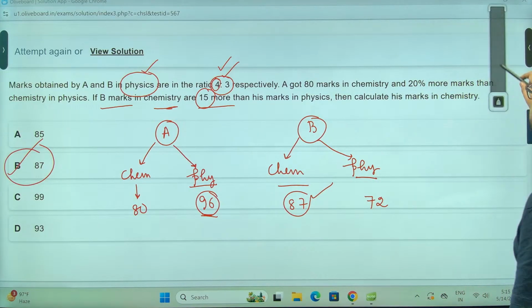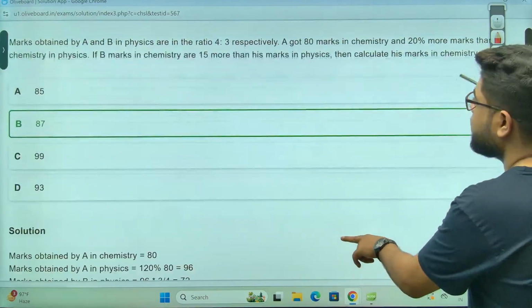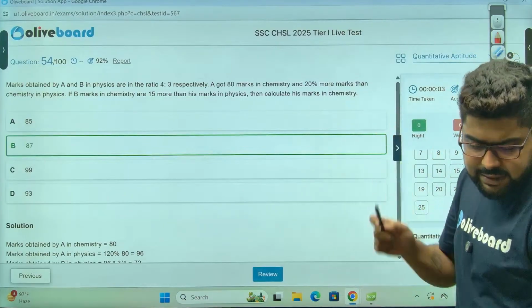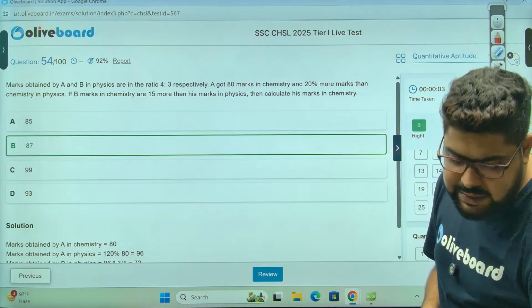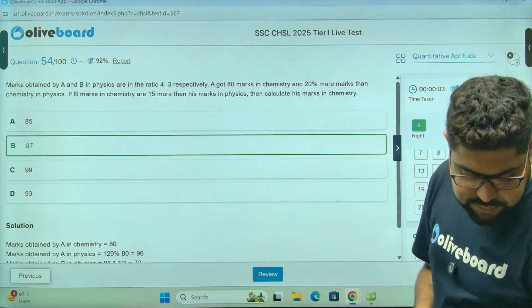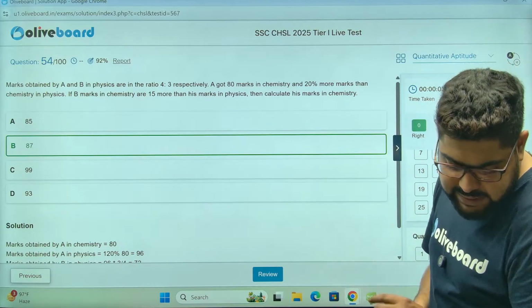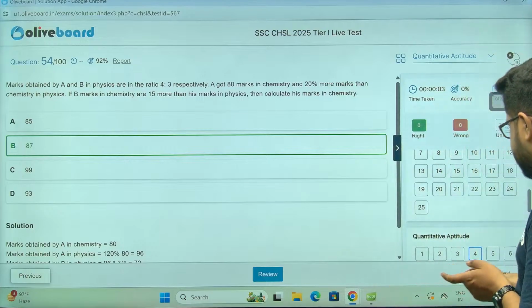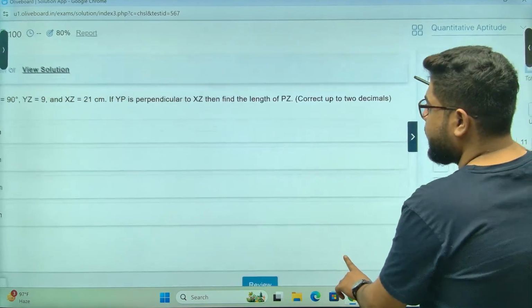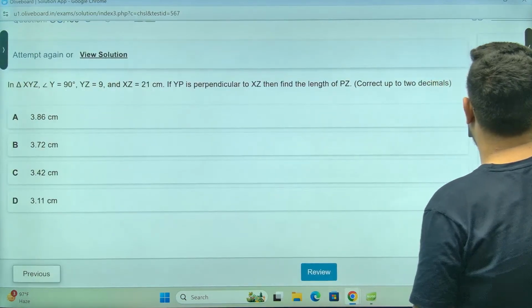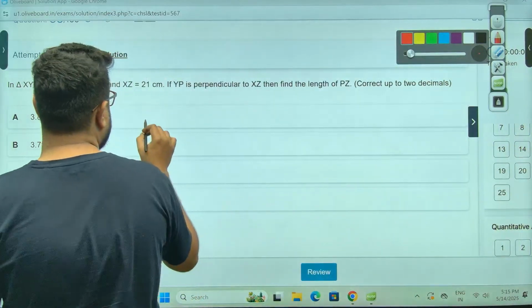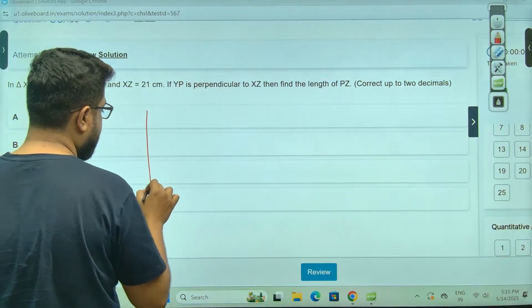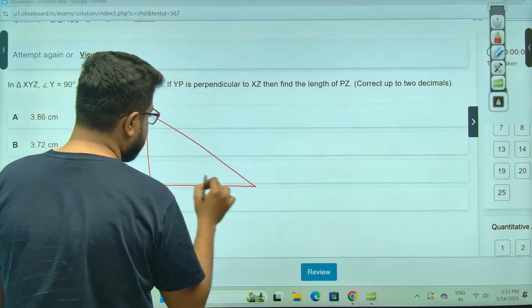I made error in ratio. Sashi, no, you didn't do it here. Last question. Sashi, last question, brother. You are talking about last question? Chalo. This XYZ. Y is 90 degree. Okay.